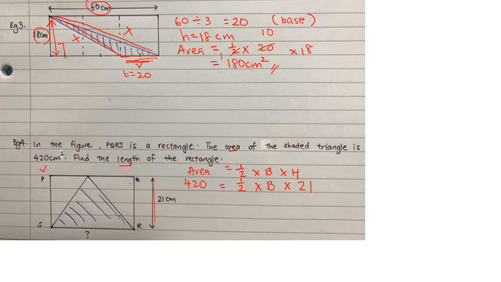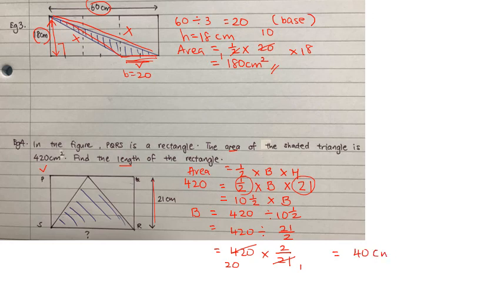So how do we find the base from here? Let's work backwards. 420 is equals to half times base times 21. Let's work out what half times 21 is first. Half times 21 will give you 10 and a half times of the base. So to find the base, it has to be 420 divided by 10 and a half. How do we work that out? 420 divided by 21 over 2. And you know that when you divide a number by a fraction, you have to turn it around. 2 out of 21. And we can divide both sides by 21. You get 20. Answer will be 40 cm square.